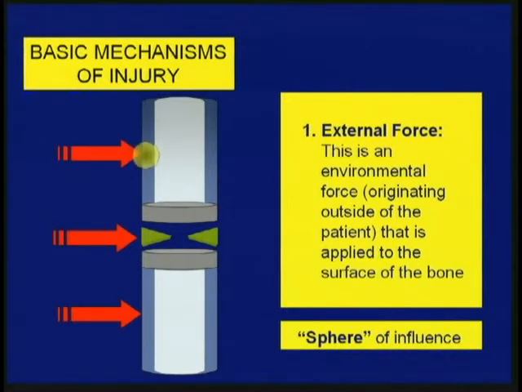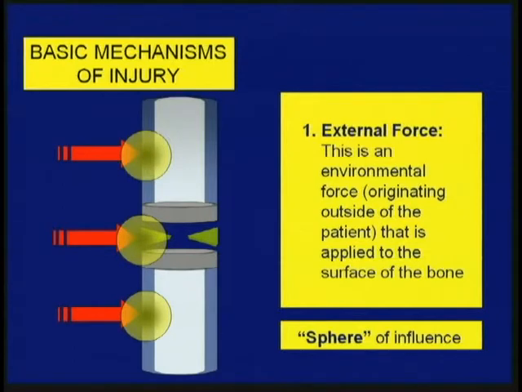The typical sphere of influence that you get with an external force is on the surface of the bone. You don't get it at the end of the bone. So that's why I mentioned that yesterday. Marrow edema at the end of a bone typically means something coming through the cartilage.